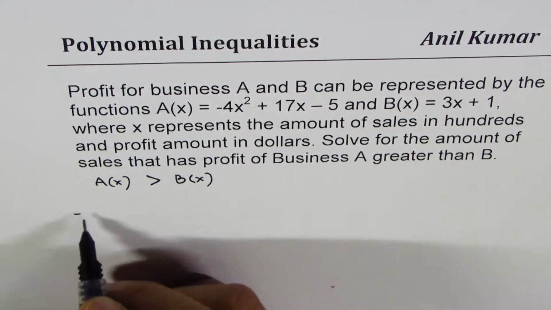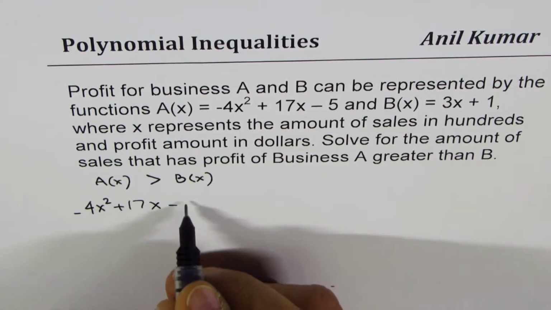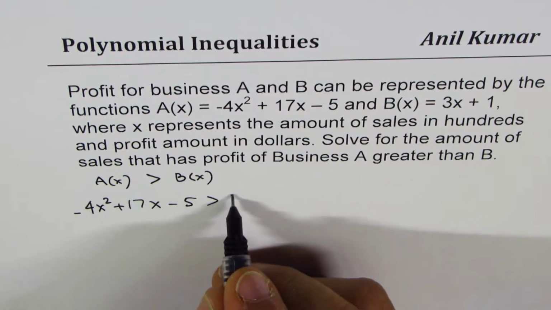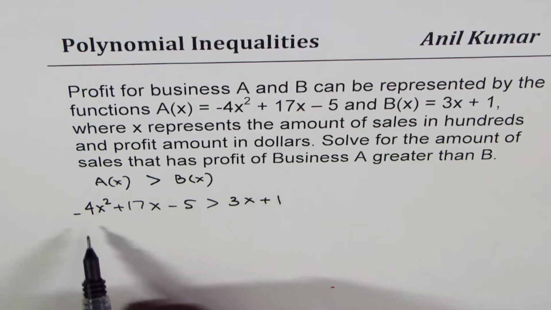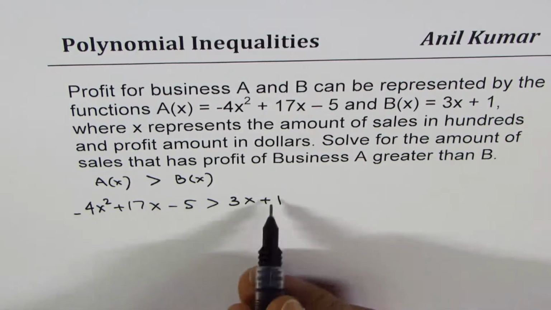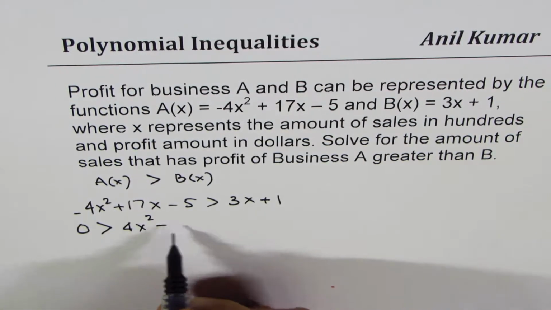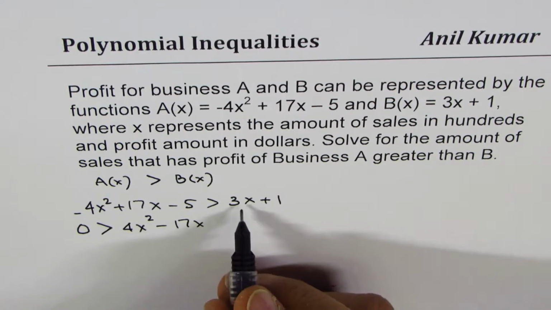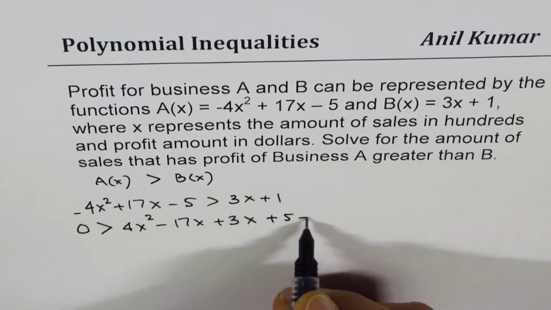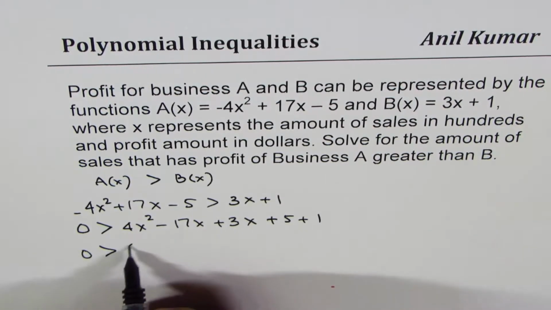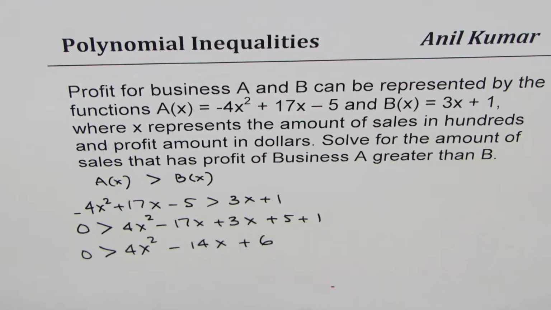For A it is minus 4x squared plus 17x minus 5. That should be greater than the linear function 3x plus 1. Bring all the terms to one side. We will prefer to keep it positive, so I'm taking them to the right side. So we have 0 greater than 4x squared minus 17x, plus 3x, and then plus 5 plus 1. So that gives us 4x squared minus 14x plus 6, right?